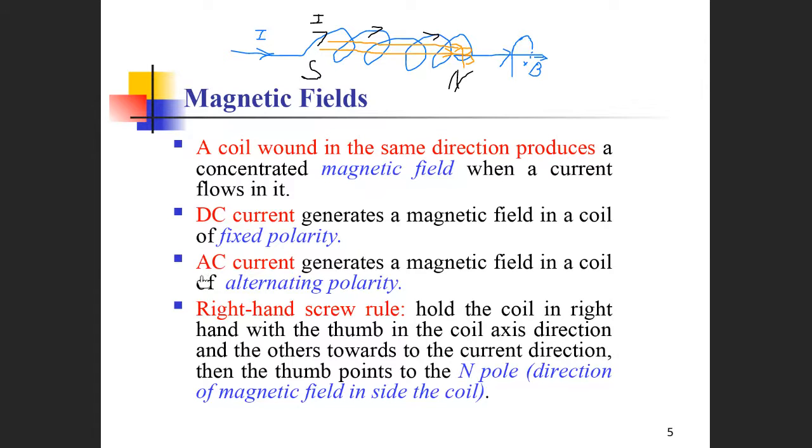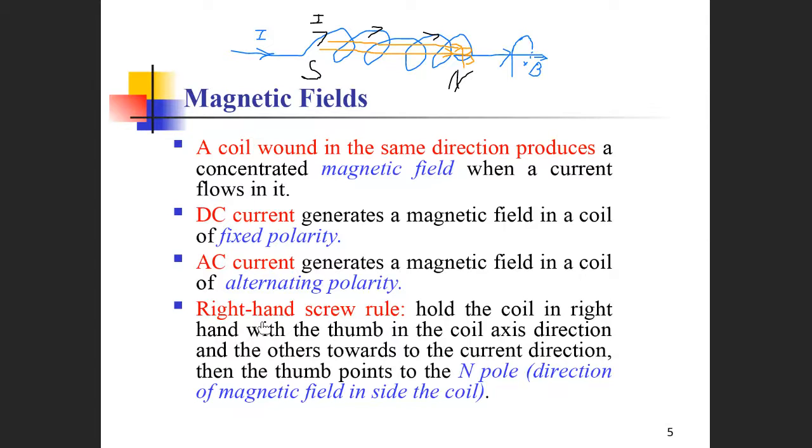Now, an AC current generates a magnetic field in a coil of alternating polarities. We have not yet learned about AC, but here you should know that AC means the current polarity changes with time. As a result, the magnetic field produced by the AC current also changes its polarity. North Pole, South Pole, North Pole, South Pole, they're changing. So now, what's the direction of the magnetic field?